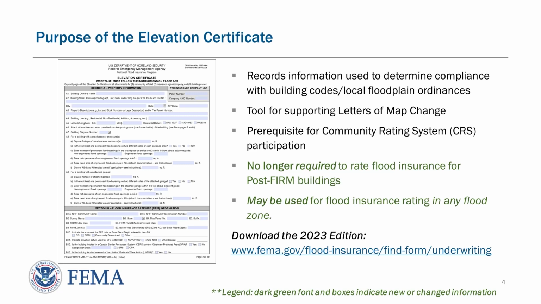For communities that participate in the Community Rating System, or CRS, using the elevation certificate form is required for all new construction and substantial improvement inside the special flood hazard area. The elevation certificate, or EC for short, is designed to collect information that facilitates compliance with floodplain management regulations. The EC can also be used to support applications for letters of map change, and though it's no longer required, ECs can be used to support flood insurance rating in any flood zone.